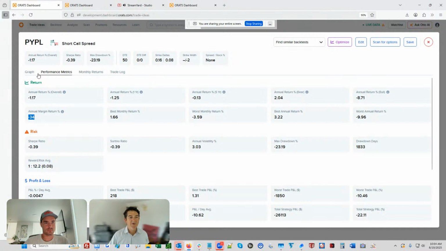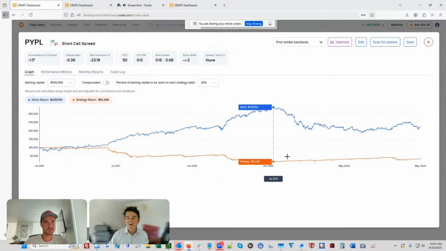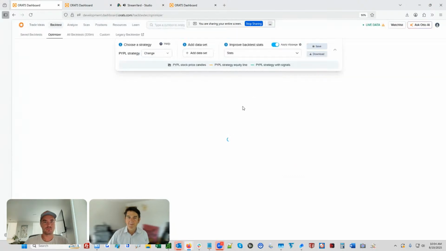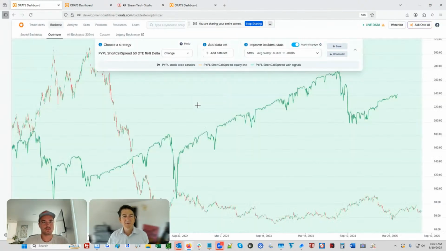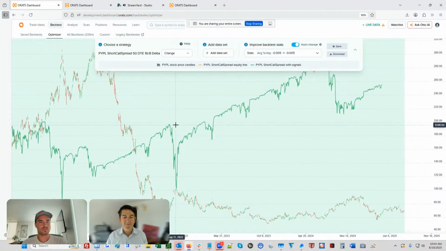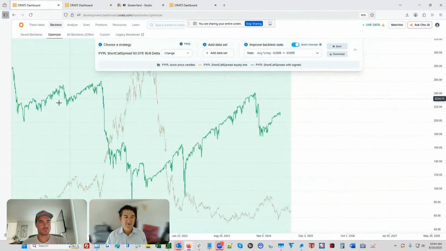And so then what we do is we take this graph and say, well, there are times when it did pretty well. Can we pick those times out using our optimizer? So you would click on this optimizer, and then it goes to the PayPal short call spread. It picks up the optimizer. This is the same payoff picture that we saw earlier. You could change the strategy, but we don't want to.